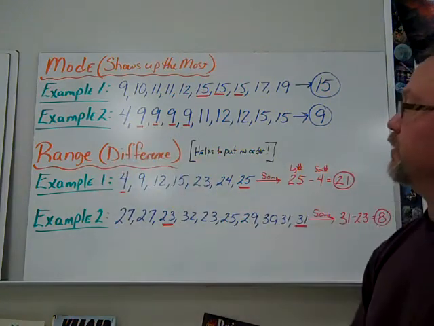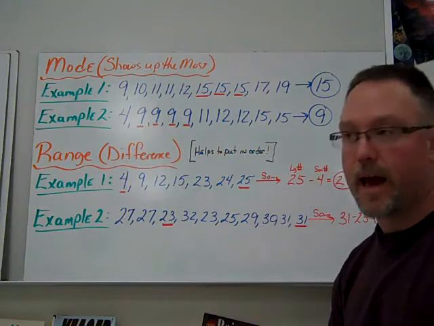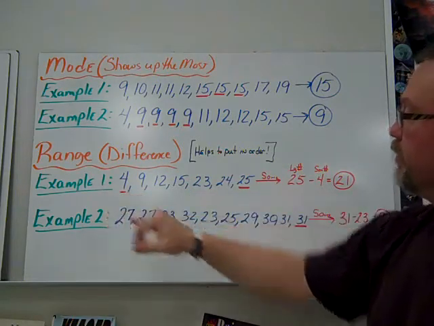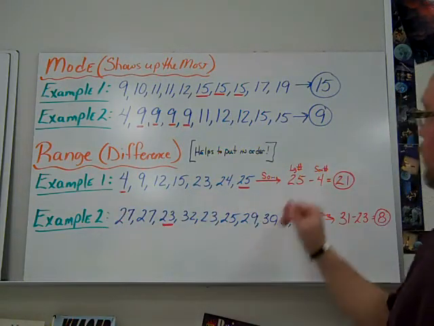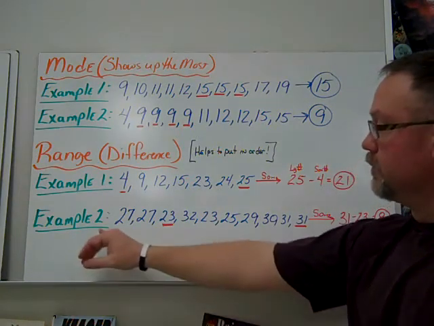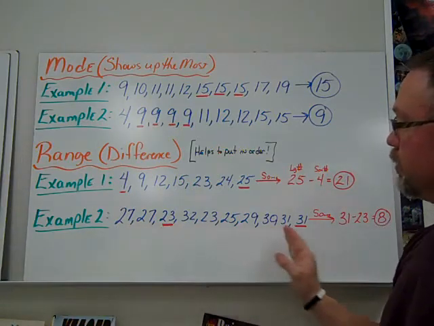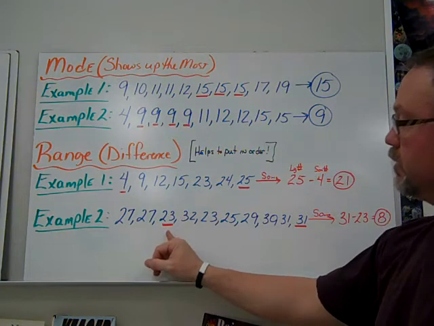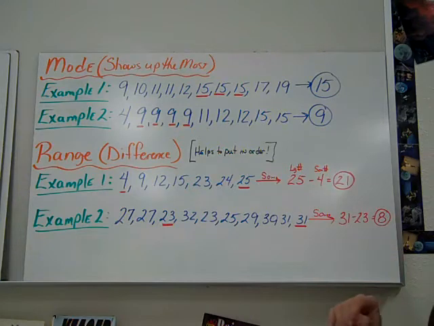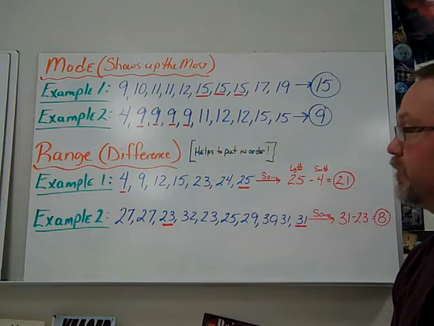So our range is just the difference. It does help if you put them in order, because you can find the least and greatest number. You don't have to. So in example 1, I put these in order from least to greatest, showing that 4 is our smallest, 25 is our largest. So we take 25 minus 4, the range is 21. In example 2, I did not put them in order, so you kind of got to hunt through your numbers and find, well, I've got 23 is the lowest number, 31 is my highest, so in my problem it would be 31 minus 23. That would give us a difference of 8. So that would be our range for that one.